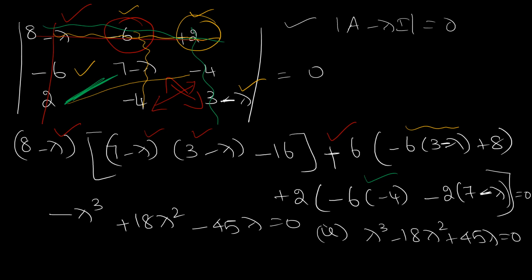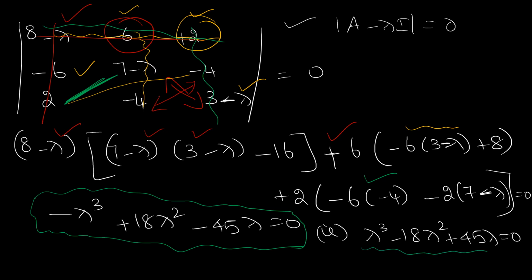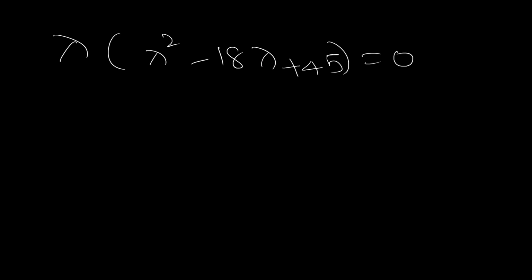So simplify it very carefully and you will get this equation: minus lambda cube plus 18 lambda square minus 45 lambda is equal to 0. First term I don't want negative, so I'm just changing the sign. So this is a cubic equation. So how many roots you will get? 3 roots we will get, and you can solve this. And you can solve by synthetic division.